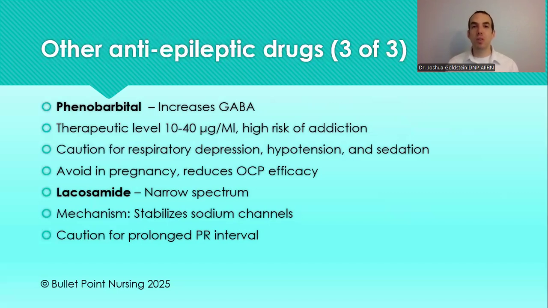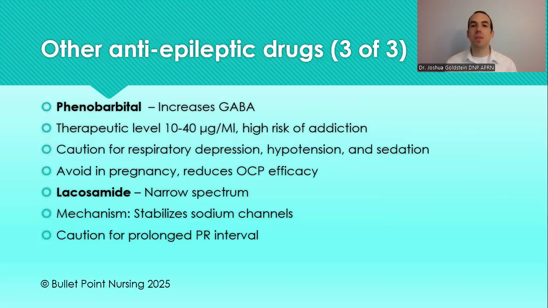Phenobarbital, this is a barbiturate. This works similar to benzodiazepine in that it increases the effects of GABA, so it slows down activity in the brain. Specifically the excitatory activity, regular activity is just fine. The therapeutic level for this should be at 10 to 40 units per ml. This medication does have a very high risk of addiction, which is why this is not counted as a first-line agent anymore. This would not be your go-to drug.